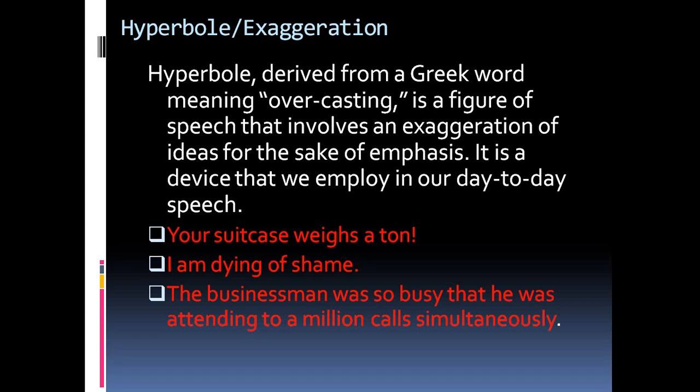Your suitcase weighs a ton. A suitcase cannot weigh a ton, right? That means it's very heavy. I am dying of shame. Nobody can die of shame, but it's a sense to create the emphasis that the person is very shameful. The businessman was so busy that he was attending to 1,000,000 calls simultaneously. That means the businessman was too busy to attend calls. A million means you cannot receive 1,000,000 calls a day, right? So it is called exaggeration, to emphasize on that part what you want to say.